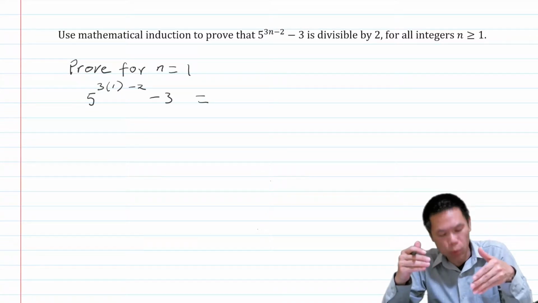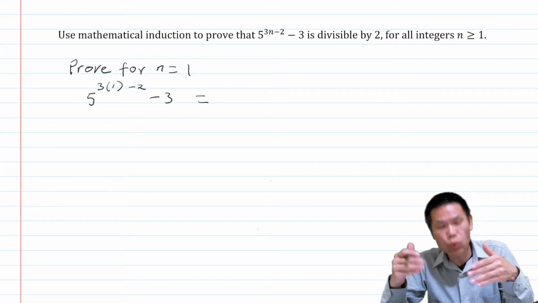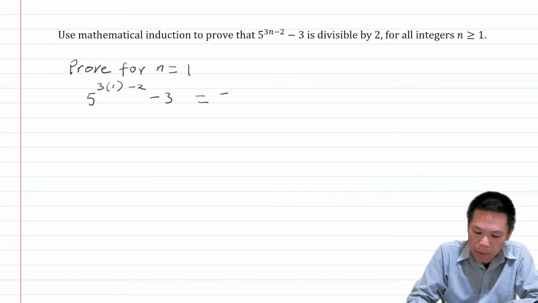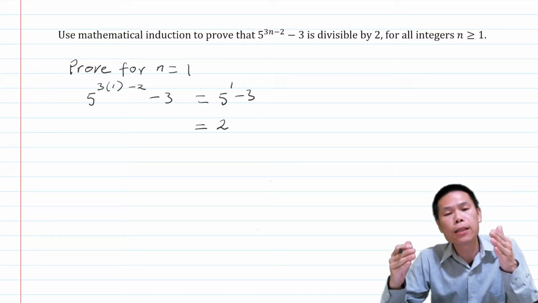So 3 times 1 is 3, minus 2 is 1. So that becomes 5 to the power 1 and minus 3. So the answer is 2. So that is divisible by 2.